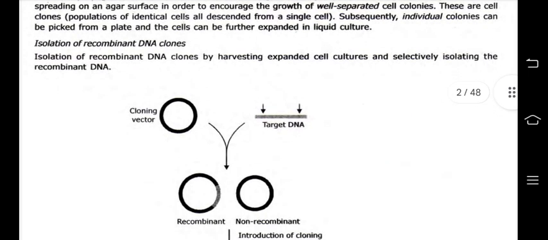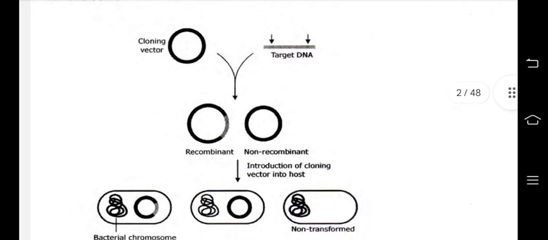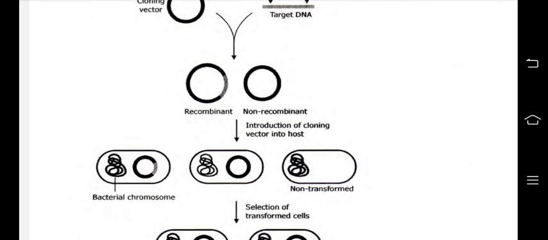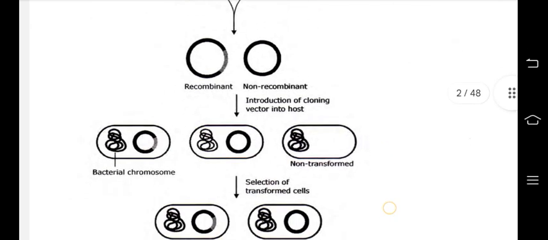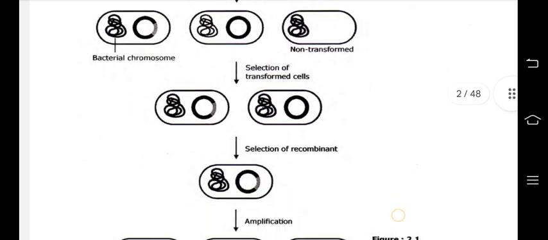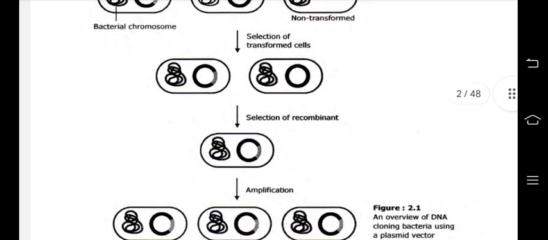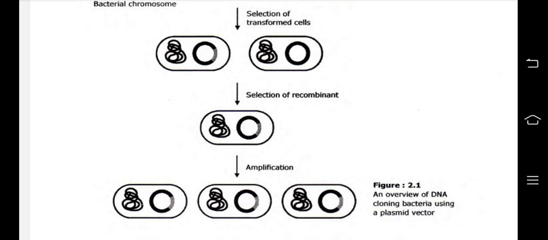Cloning vector is here, target DNA is there, recombinant and another non-recombinant is also produced. Introduction of cloning vector into host. Bacterial chromosome is there, non-transformed. Selection of transformed cells with selection of recombinant. Then later, selection of recombinant and the selection of transformed cells can be done with the help of antibiotic resistance, that kind of properties which we'll be learning later. So this amplification is the last step. This shows an overview of DNA cloning in bacteria using a plasmid vector.